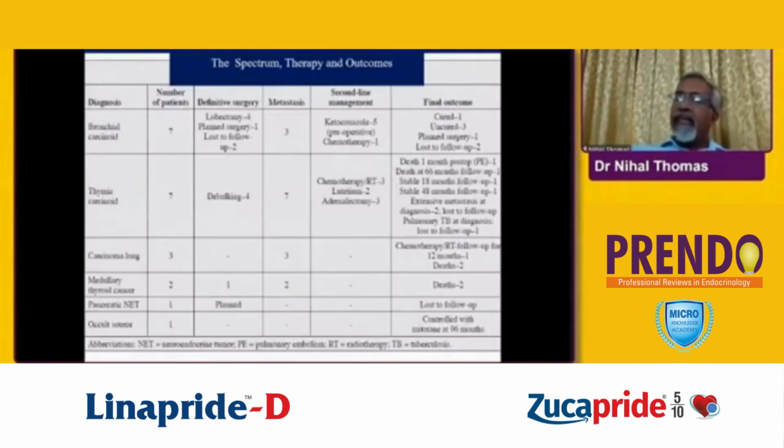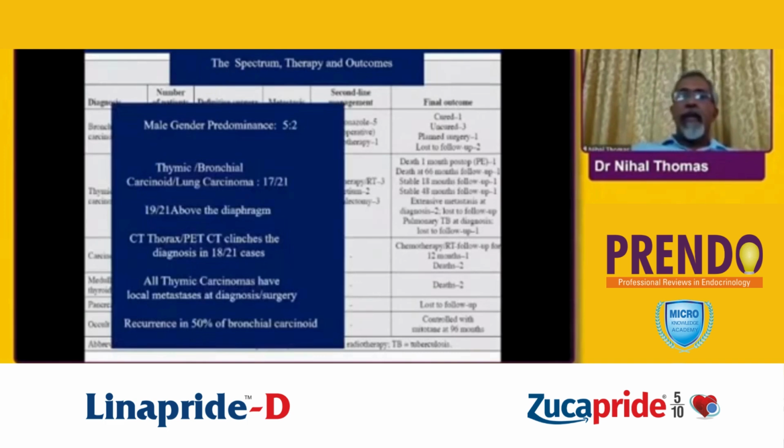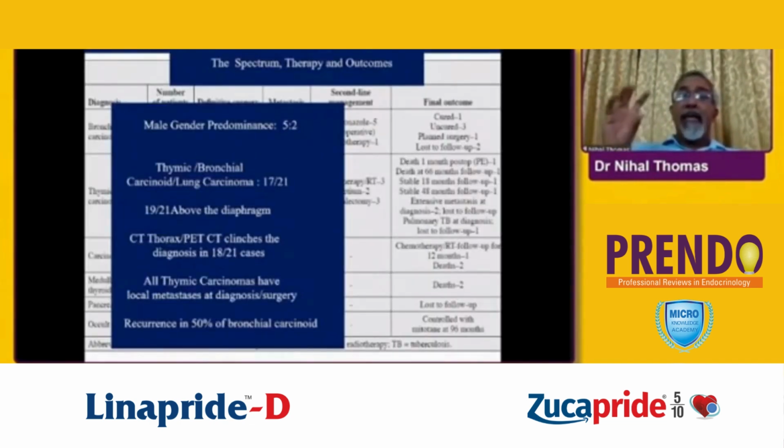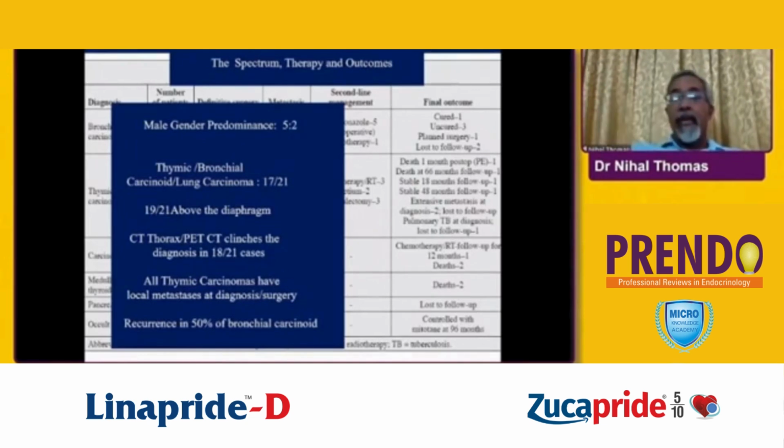So what does our series on ectopic ACTH show? There's a male predominance of 5:2. Thymic and bronchial carcinoid and lung carcinomas are a dominant cause, 17 out of 21, 80%. So basically, 19 out of 21 therefore have the etiology above the diaphragm if you add on medullary thyroid cancer.